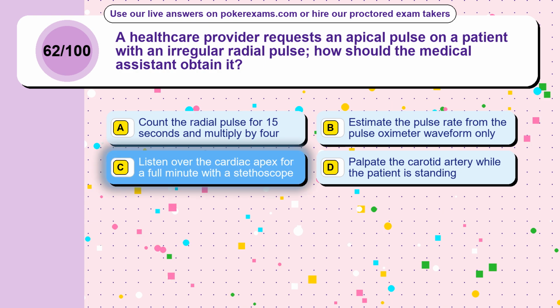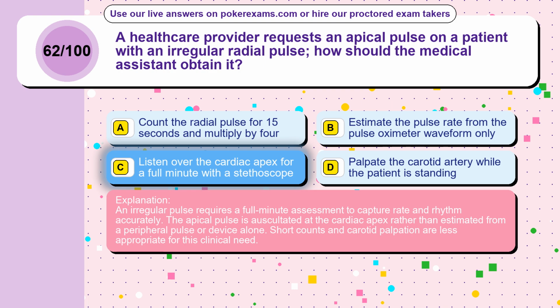The correct answer is option C. Listen over the cardiac apex for a full minute with a stethoscope. An irregular pulse requires a full minute assessment to capture rate and rhythm accurately. The apical pulse is auscultated at the cardiac apex rather than estimated from a peripheral pulse or device alone. Short counts and carotid palpation are less appropriate for this clinical need.